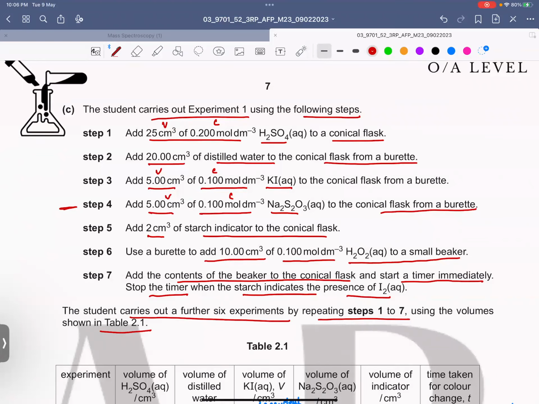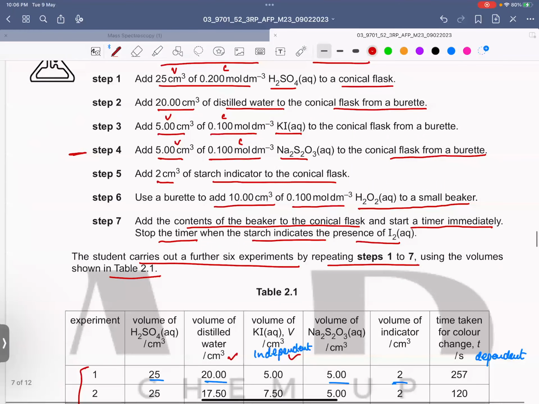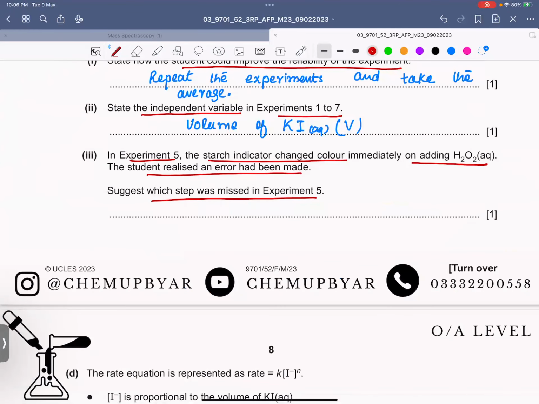Is this understandable? Yes, sir. So in experiment number 5, it is step 4.